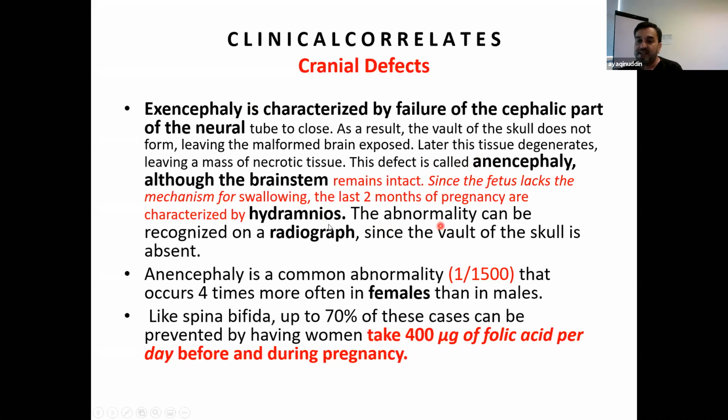The abnormality can be recognized on radiograph since the vault of the skull is absent. And anencephaly is a common abnormality. It is present in 1 in 1500 live births. It is 4 times more common in females than males. And like spina bifida, it can be easily prevented by giving 400 micrograms of folic acid per day before and during pregnancy.